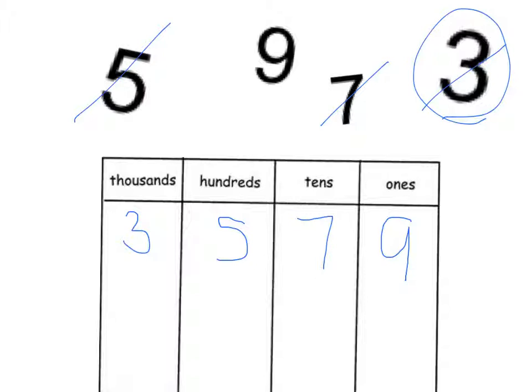So the smallest number out of those 4 digits that I could create was the number 3,579. And I did that by using the smallest digit in the highest place value column and working my way back to the ones with the biggest digit. Now we're going to change the task.